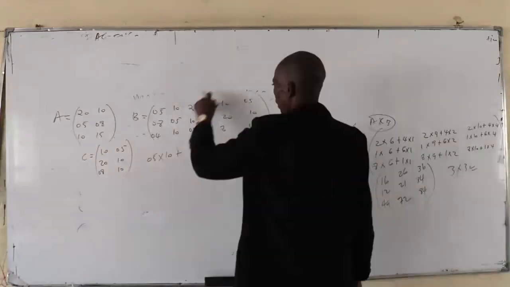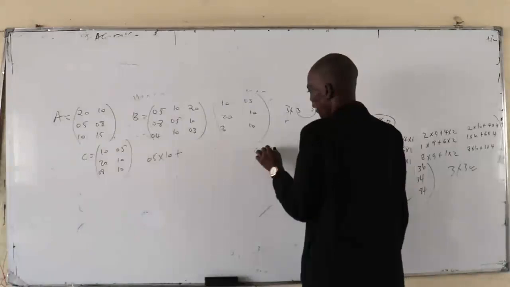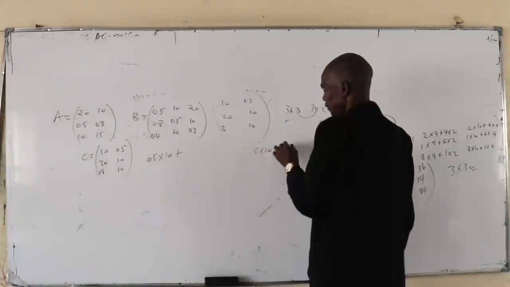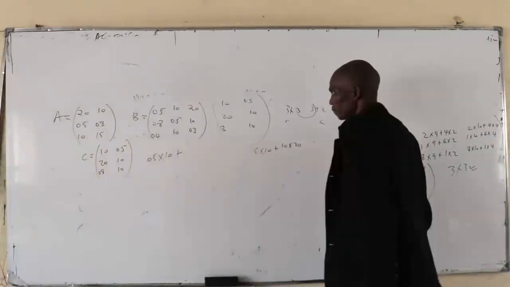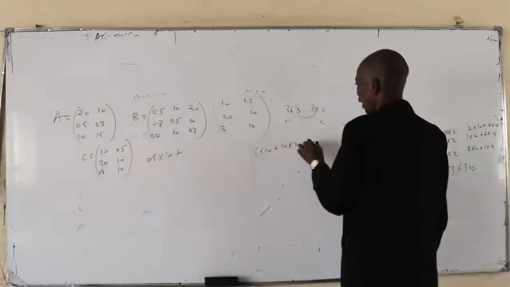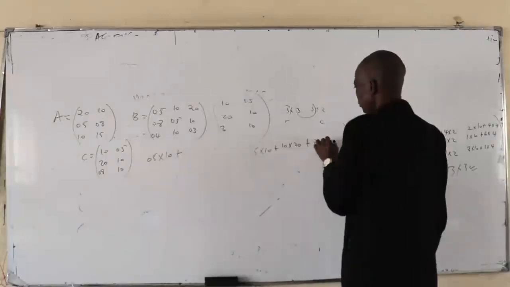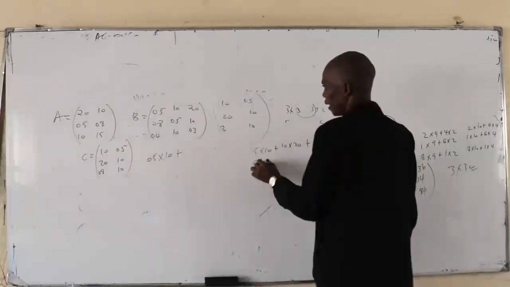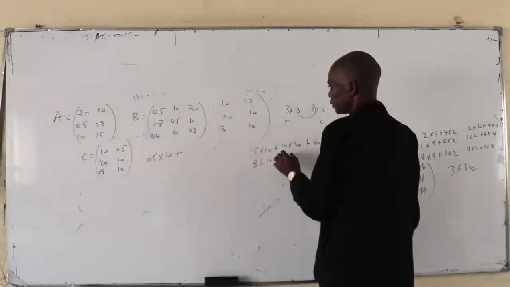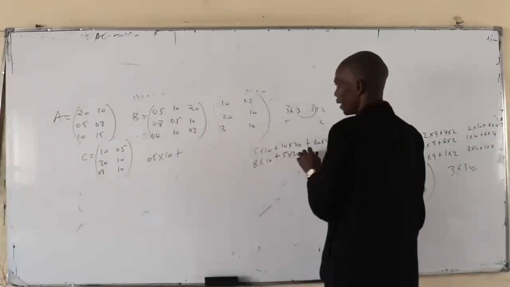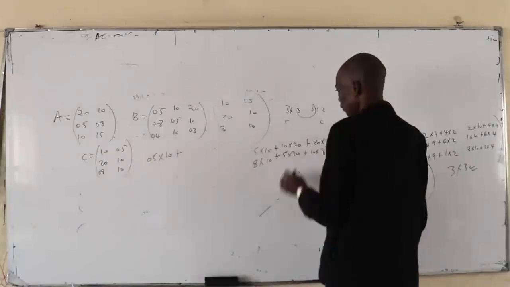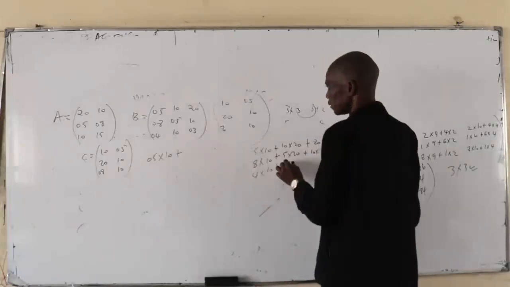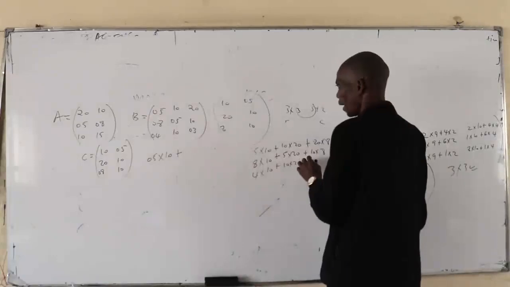So we have 5 times 10 plus 10 times 20 plus 20 times 8. Next, 8 times 10 plus 5 times 20 plus 10 times 8. Next, 4 times 10 plus 10 times 20 plus 3 times 8.